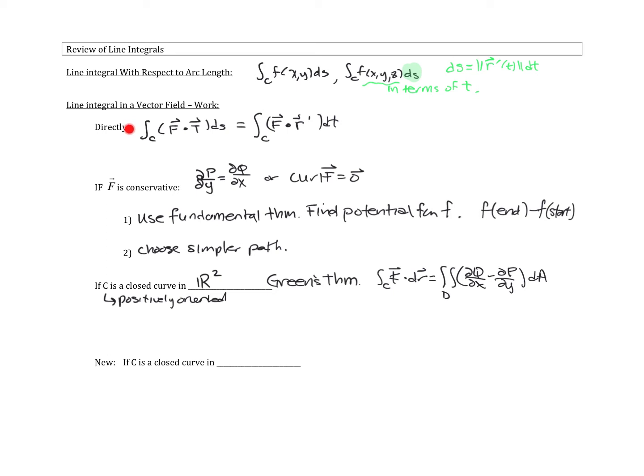So that problem that we just looked at on the last slide, I said we could do it directly. That wouldn't be too hard, but it'd be a little tedious. If F is conservative, we would have options, but we found out it's not. If C is closed, well, our curve was closed, but Green's theorem only applies to R2. We're in R3. Well, it turns out there is a theorem for a closed curve in R3, and that's what we're going to look at in this video.